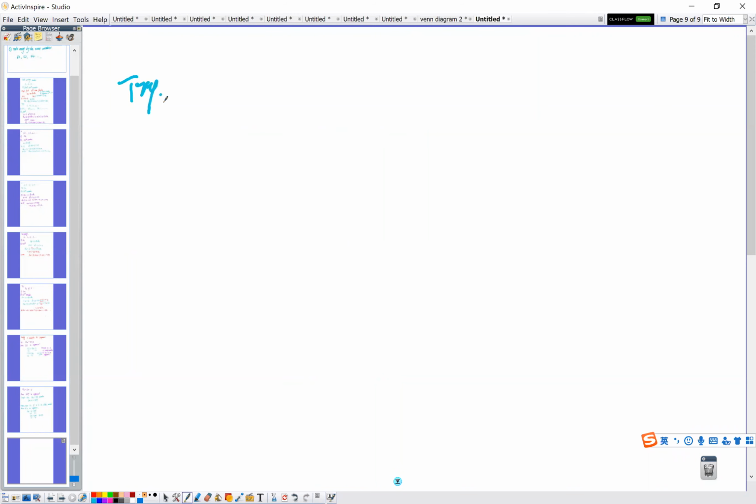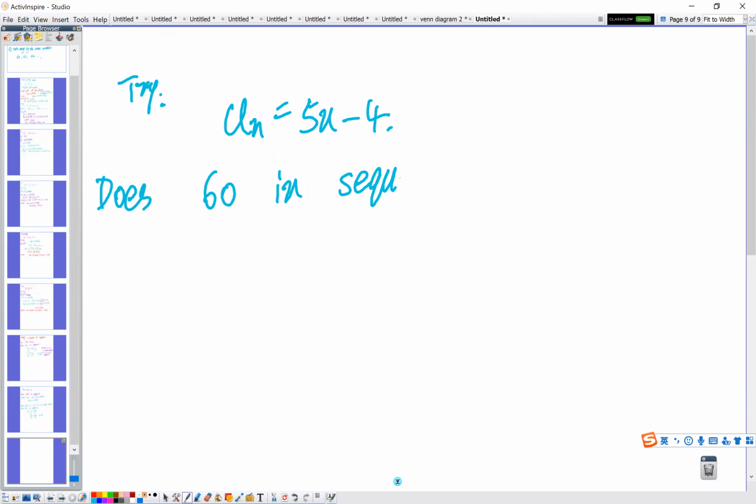The question gives you un is equal to 5n minus 4. For example, like this. The question asks you, does 60 lie in the sequence? Okay, send me the answer, please.